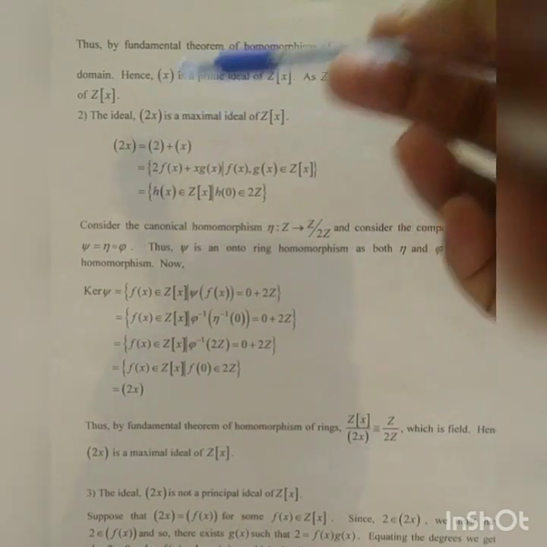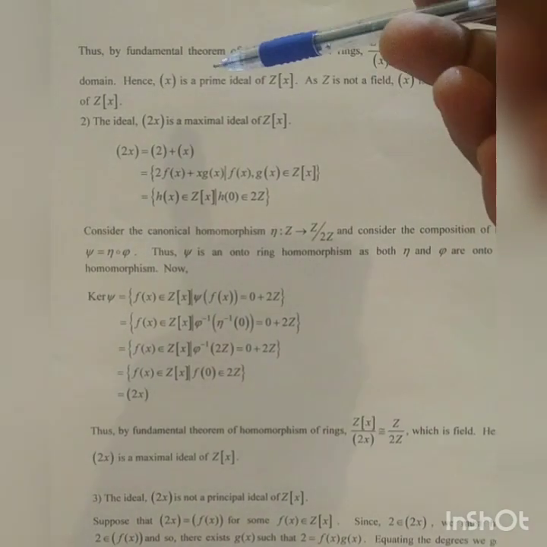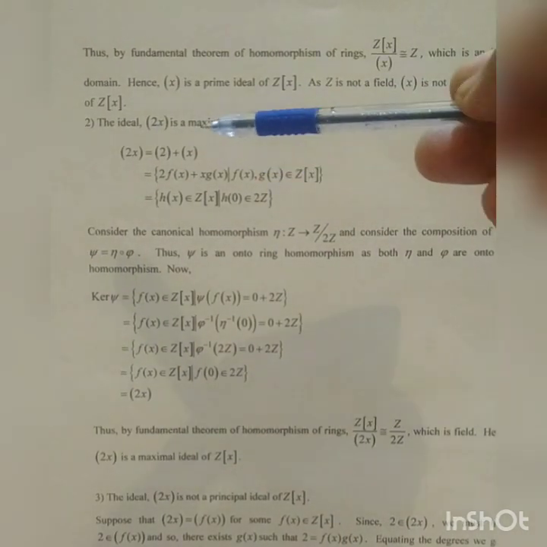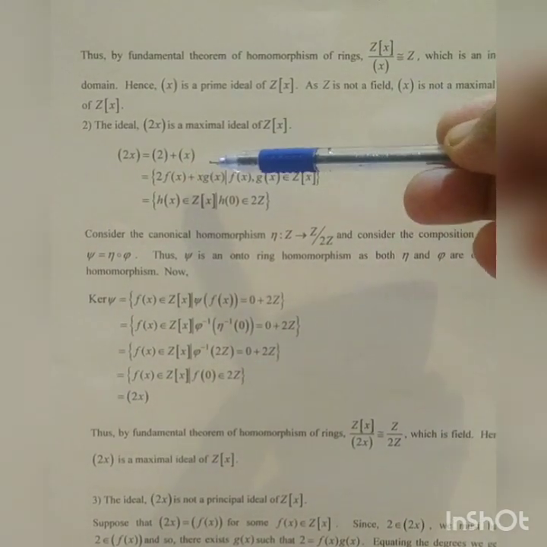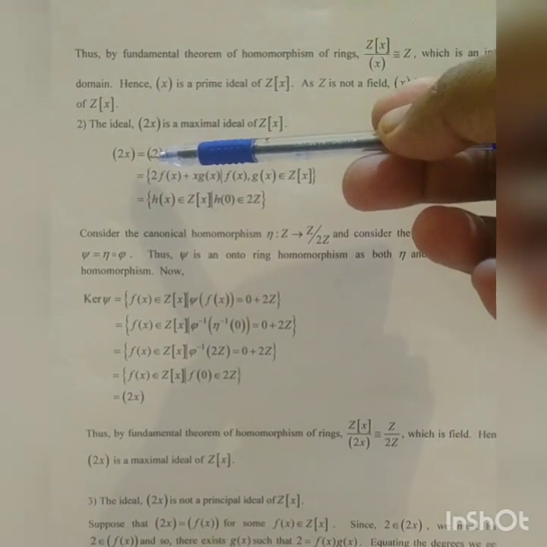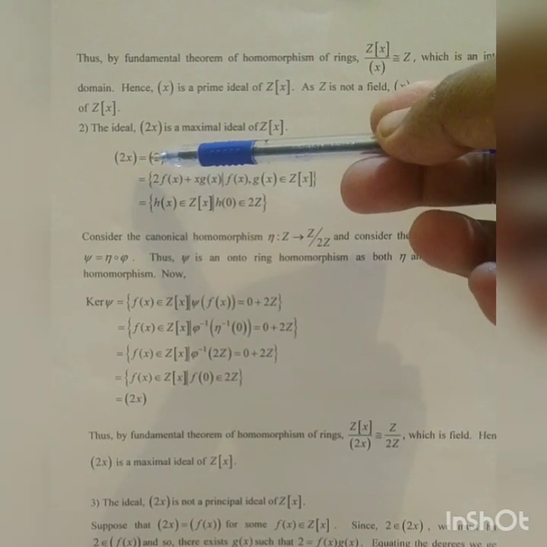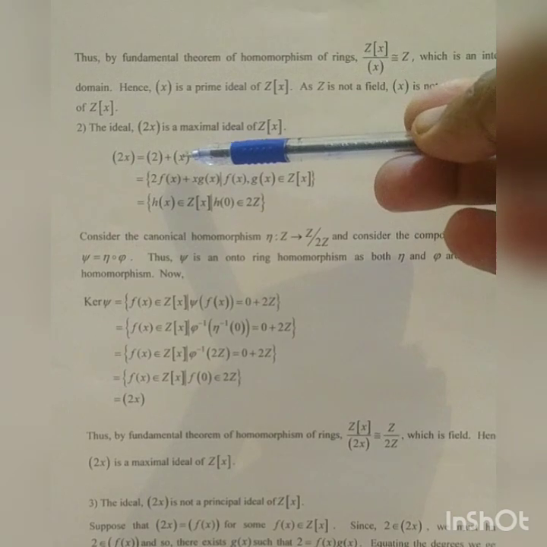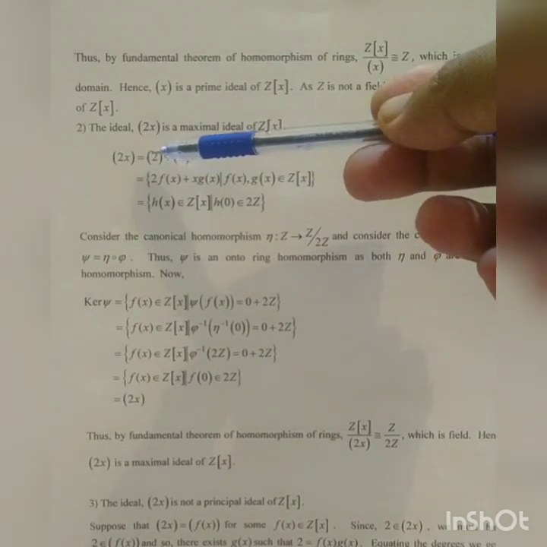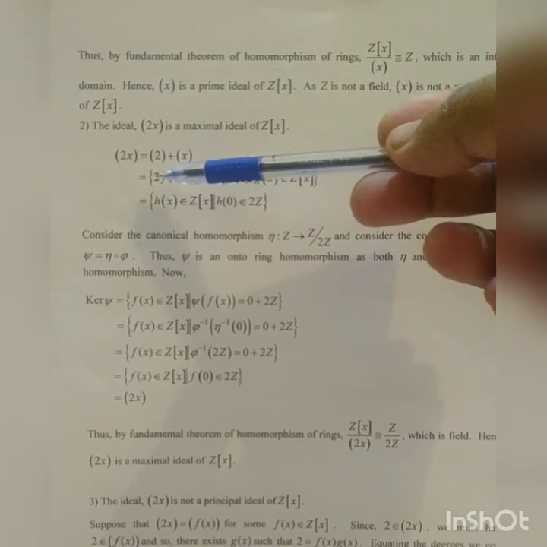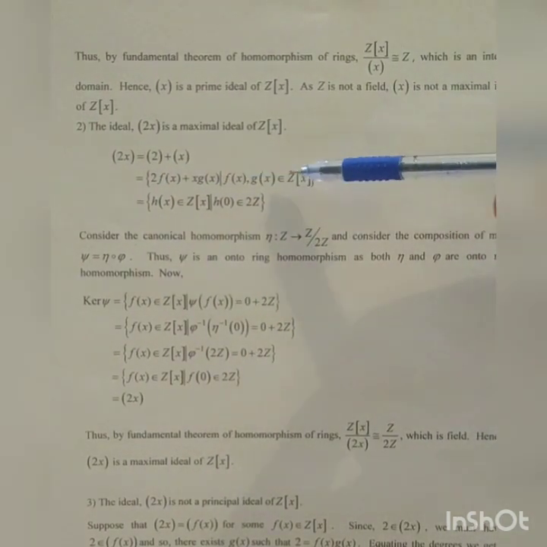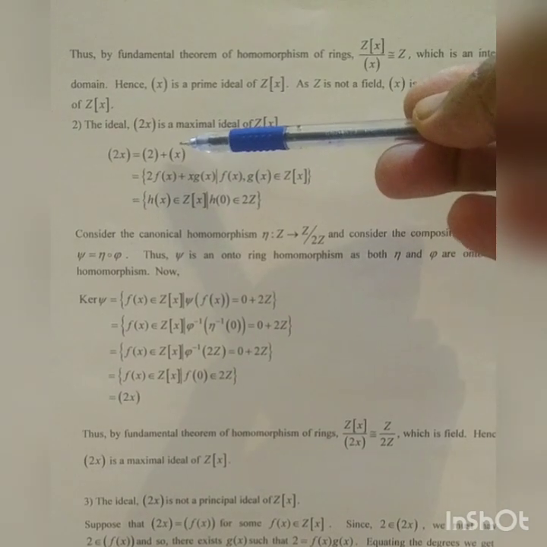Consider the ideal generated by 2 and X, and we'll show that this ideal is a maximal ideal of Z[X]. The ideal generated by 2 and X consists of elements of the form 2 times f(x) plus x times g(x), because the ideal generated by 2 and X is the sum of the ideal generated by 2 and the ideal generated by X. Any element present in the ideal of 2 must be a multiple of 2, so 2 times f(x), where f(x) is a polynomial in Z[x]. And the elements present in the ideal generated by x are of the form x times g(x).